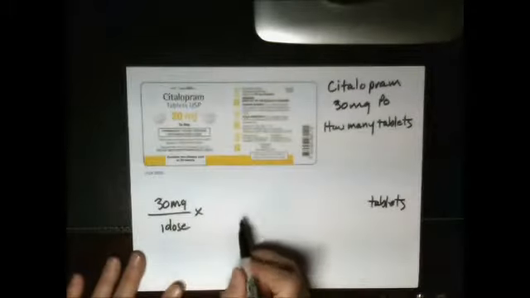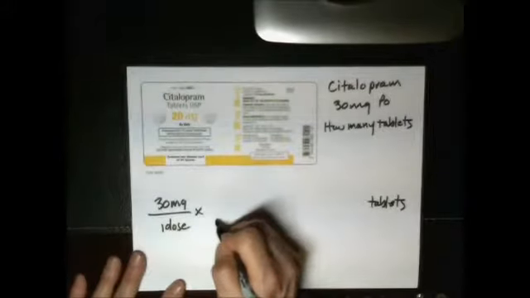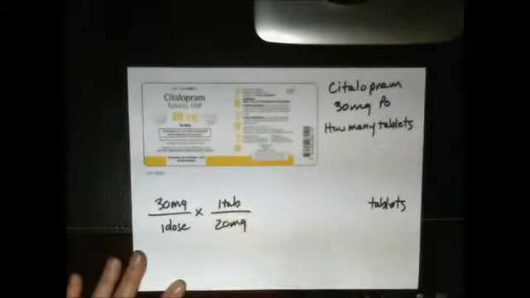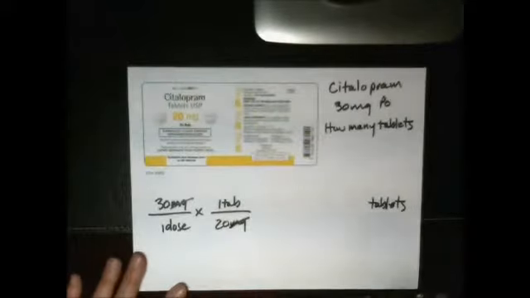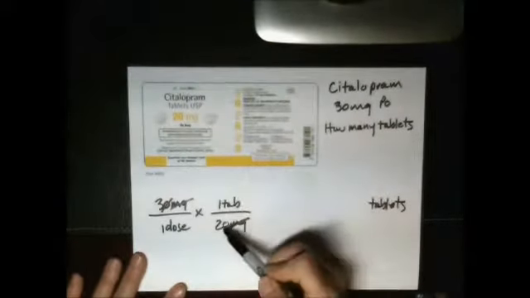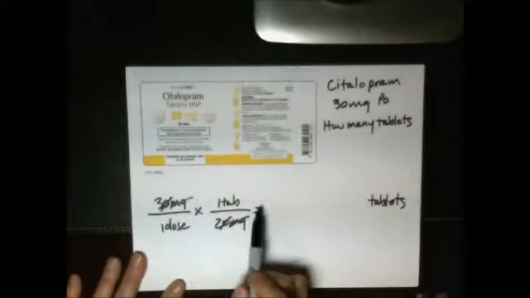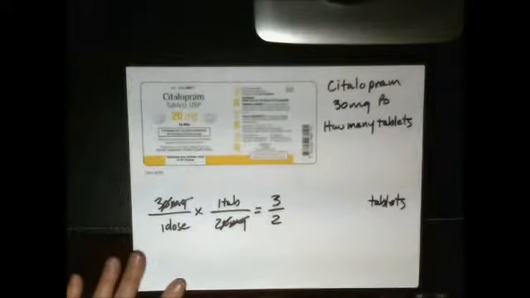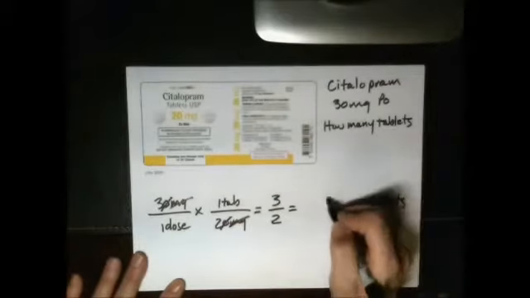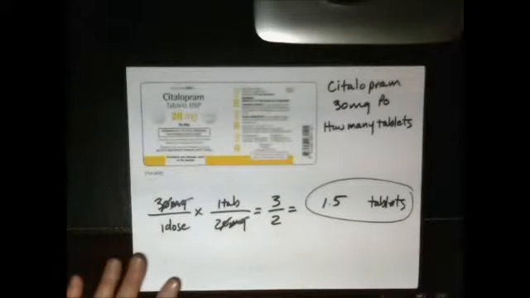So because we're going to want the milligrams to cross out and have our answer in tablets, I'm going to put milligrams on the bottom here. I'm going to cross out like units. I am going to also get rid of some of those zeros because we're allowed to do that in algebra. And I'm going to multiply across. 3/2. If we divide 3 by 2, we get 1.5. So our answer is 1.5 tablets.